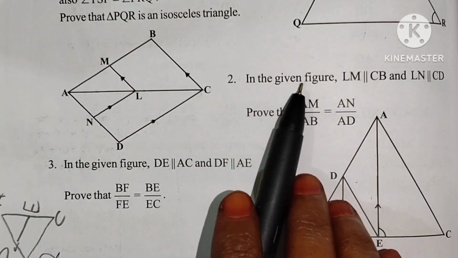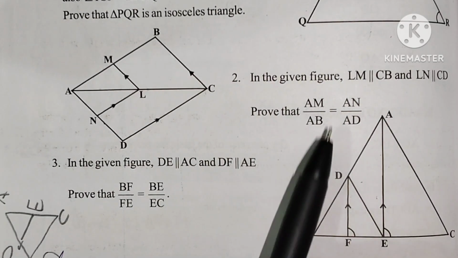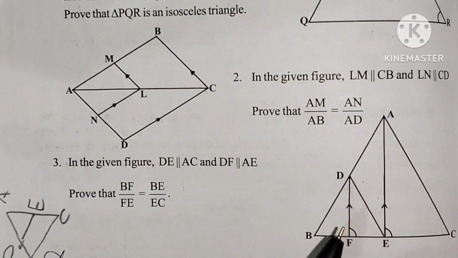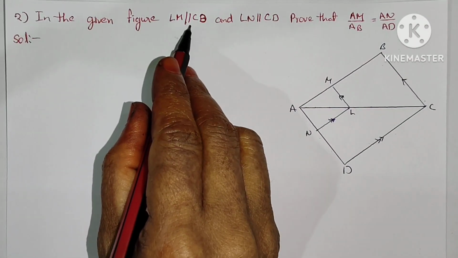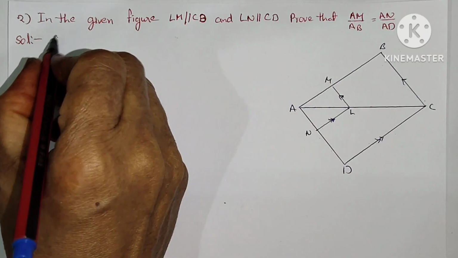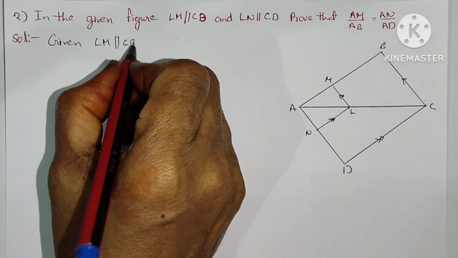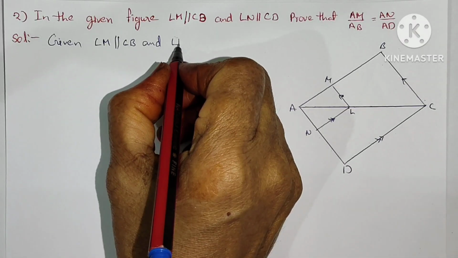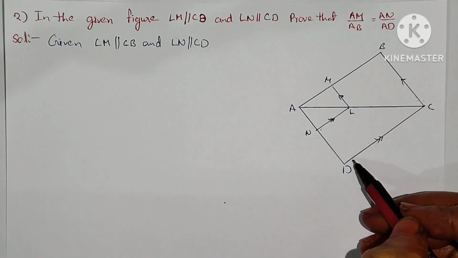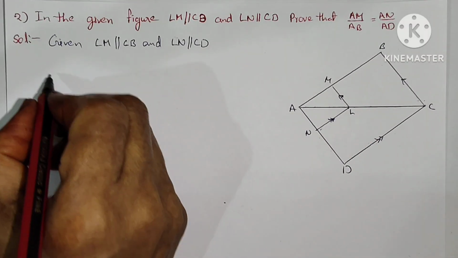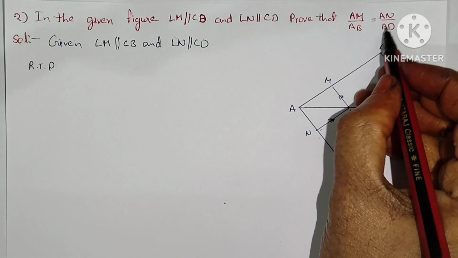Prove this one. First, these two are the parallel lines. Here we prove that AM by AB equals AN by AD. In the given figure, LM is parallel to CB. So first we write the given data. Given LM is parallel to CB and LN is parallel to CD. These two are parallel and these two lines are parallel. Required to prove that AM by AB equals AN by AD.